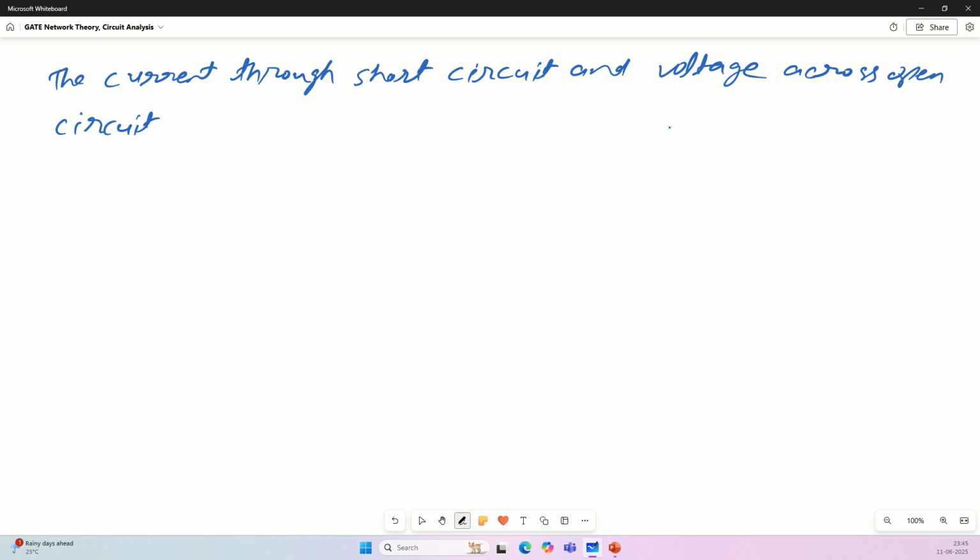So you can write it down. And voltage across open circuit is always decided by surrounding elements.